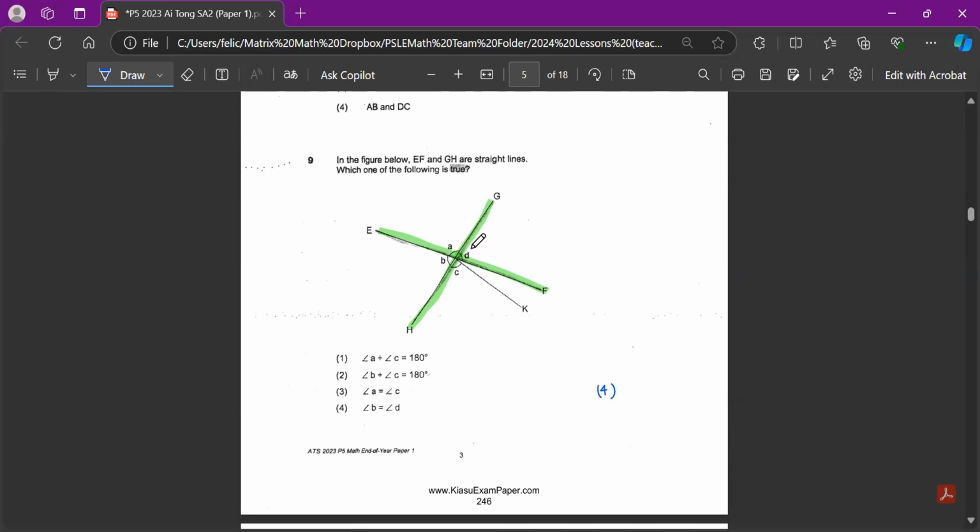Then look at B and D. B is angled within this green V shape. D is angled within this also. Alright, so straight lines intersect each other to form vertically opposite angles. Right, so option 4.